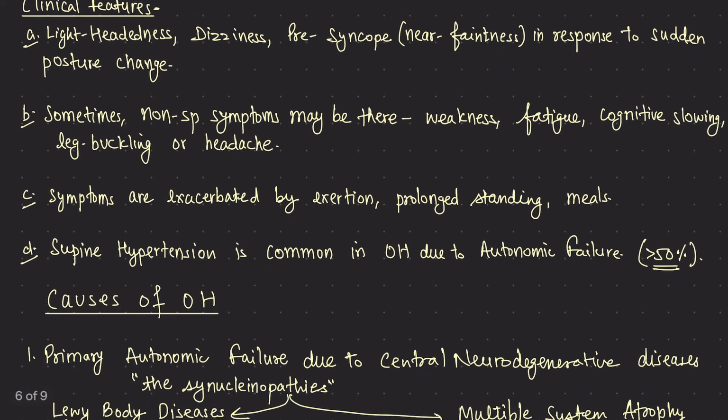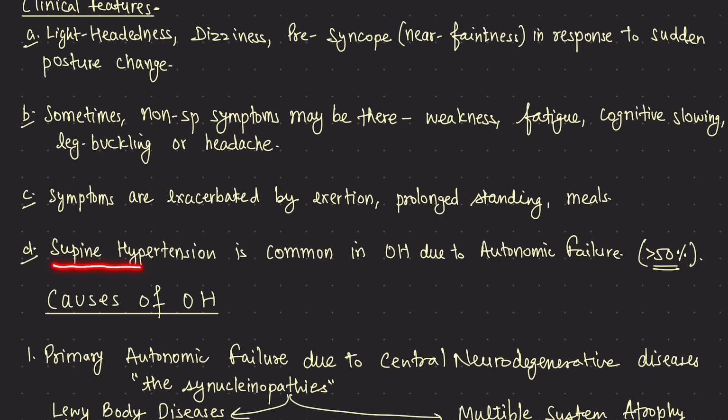What are the clinical features of this orthostatic hypotension? Lightheadedness, dizziness, pre-syncope, meaning near faintness, right? In response to sudden posture change. Sometimes non-specific symptoms may be there. Patient may complain of weakness, fatigue, yawning, cognitive slowing, leg buckling, or headache. These kinds of symptoms can also be there, which are suggestive of orthostatic hypotension. Symptoms are exacerbated by exertion, prolonged standing, and meals.